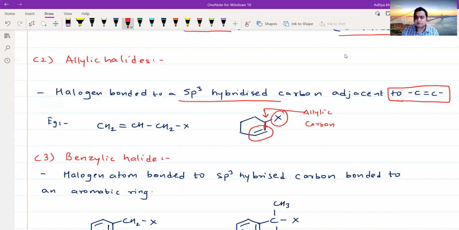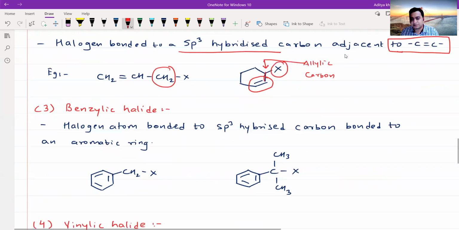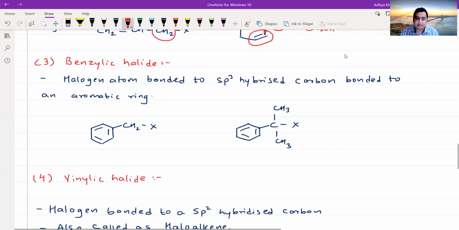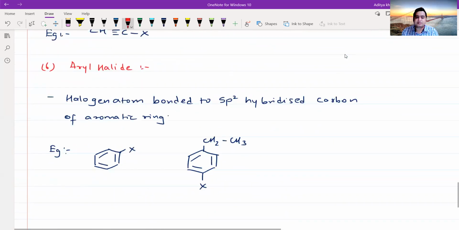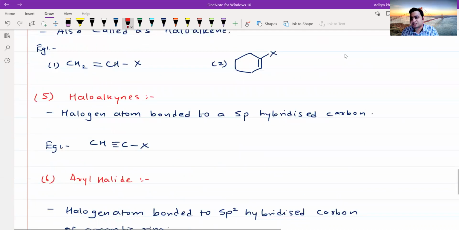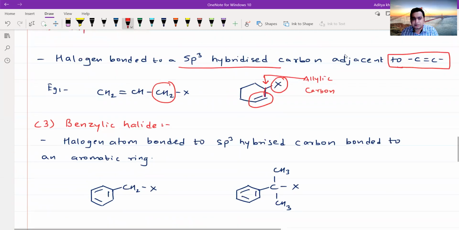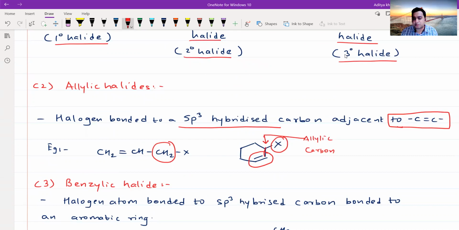An example can be found in a straight chain compound also. This carbon is again an allylic carbon, or in a ring compound also. There are a few more classification ways like benzylic halides, vinylic halides, haloalkanes, aryl halides, which can be discussed further. But for the time being, I will be discussing only this much. Hope this much is clear, and we can discuss more sometime later.